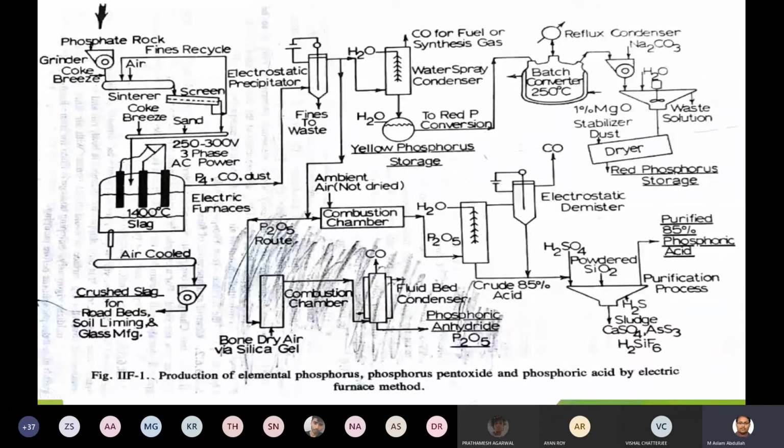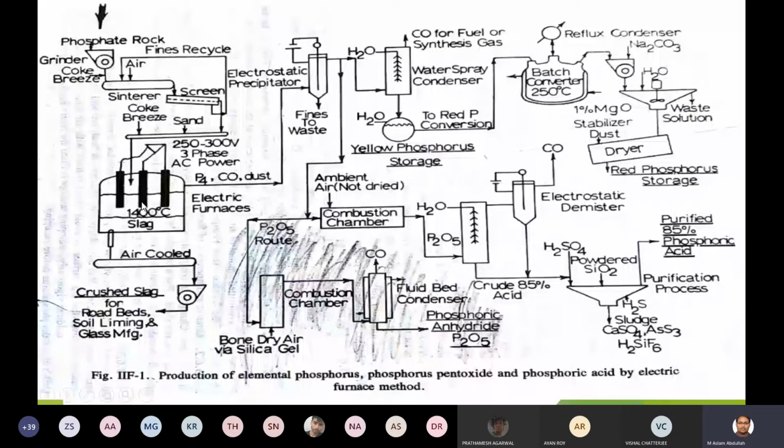Electric current is passed. Once you start applying electric current, the temperature will go up to 1450 degrees Celsius. Here it has been mentioned as 1400. The temperature will go up to 1450 degrees Celsius. It is not possible to maintain the same temperature throughout the process in an electric furnace. The temperature will deviate between 1400 and 1450, so there will be a 50 degrees Celsius variation in the temperature.